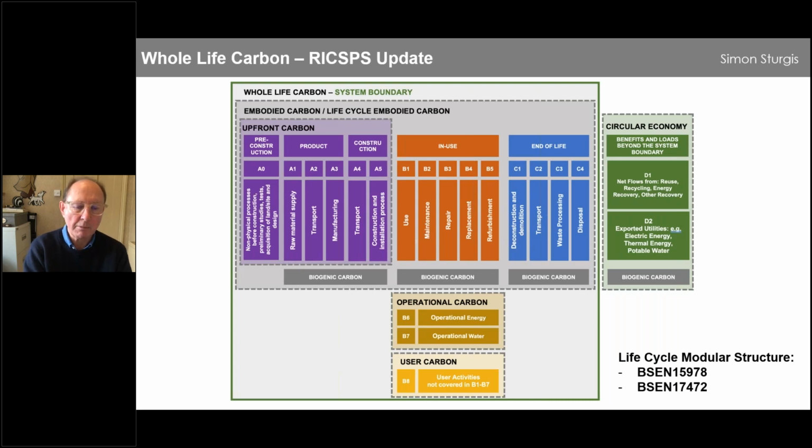The other thing you'll notice is that biogenic carbon has been pulled out. This is to really make the point that if you're going to examine biogenic carbon, i.e. use of timber and other renewable resources and so on, you can't only count them within module A, you've got to count them within the whole of the embodied carbon story.